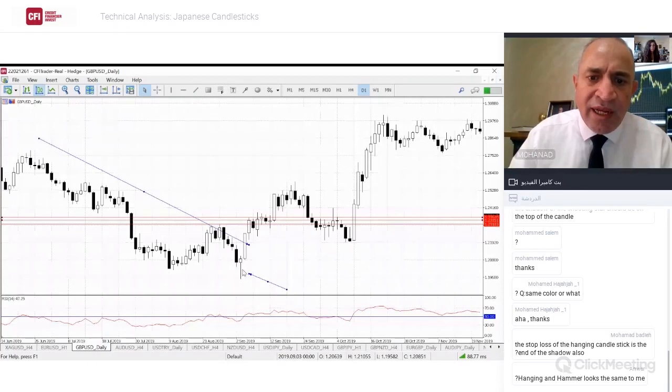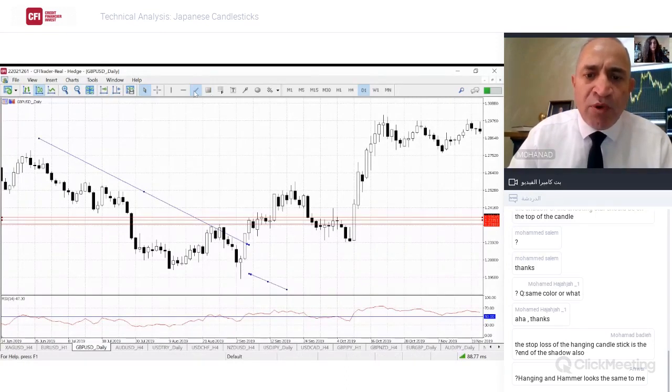The shadow or the tail must be twice the length of the body of the candle. At the same time, my stop loss will be at the lowest point of the candle, the low of the candle. The low of the candle is my stop loss.